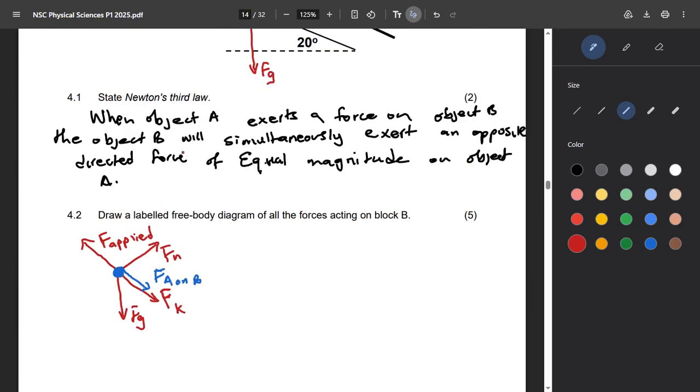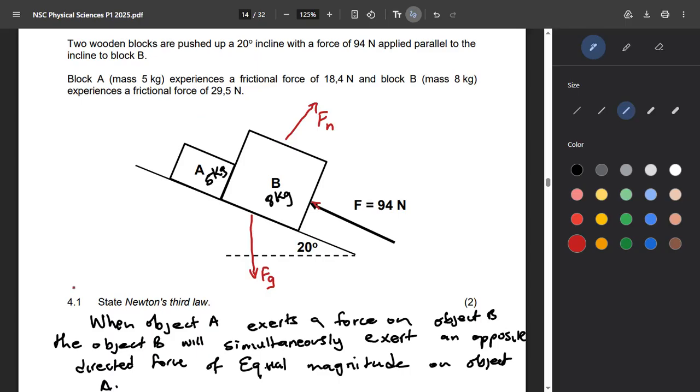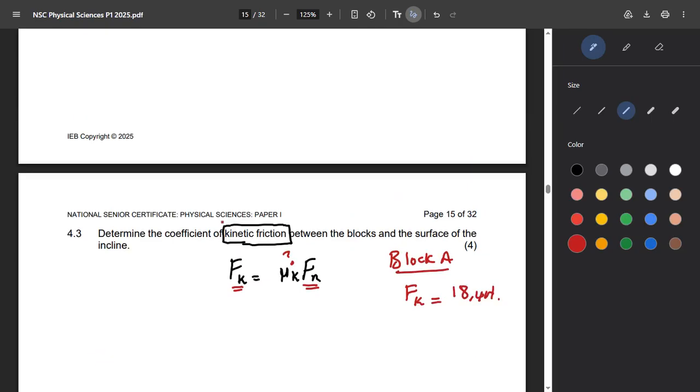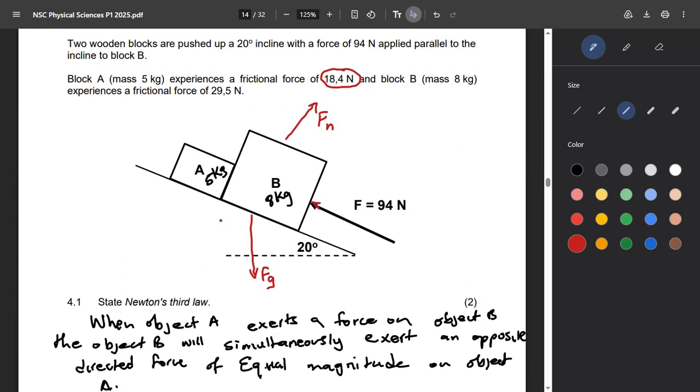Let's say I use block A. They said block A experiences a frictional force of 18.4 newtons. So I'm going to write this down and say block A has Fk of 18.4 newtons. Then, do we have the normal force? We need to find the normal force first. So to find the normal force, you need to indicate the, look at this.